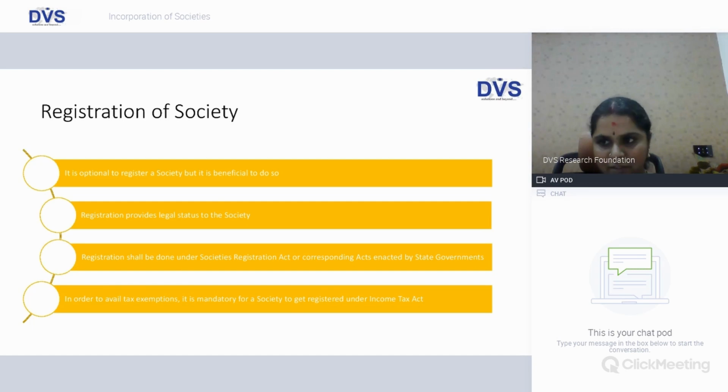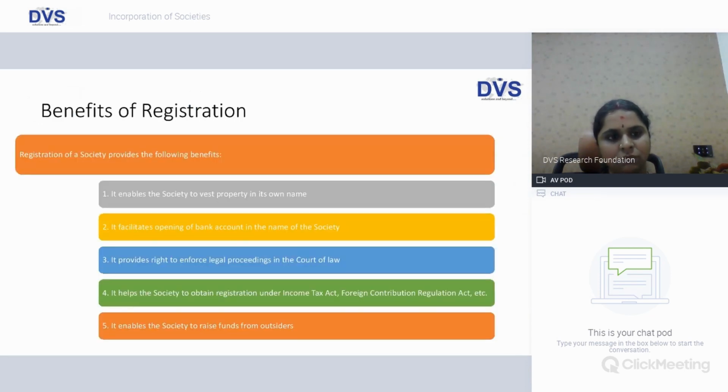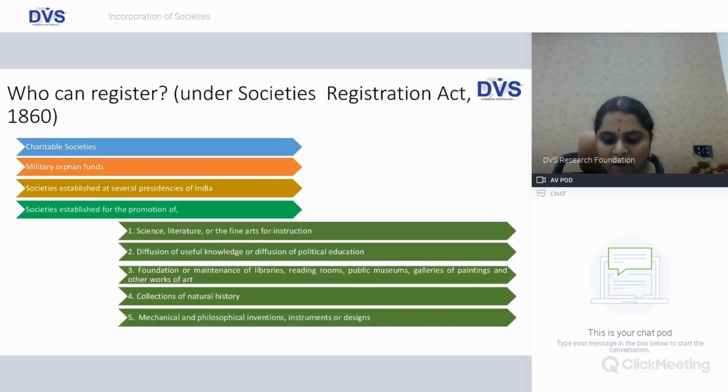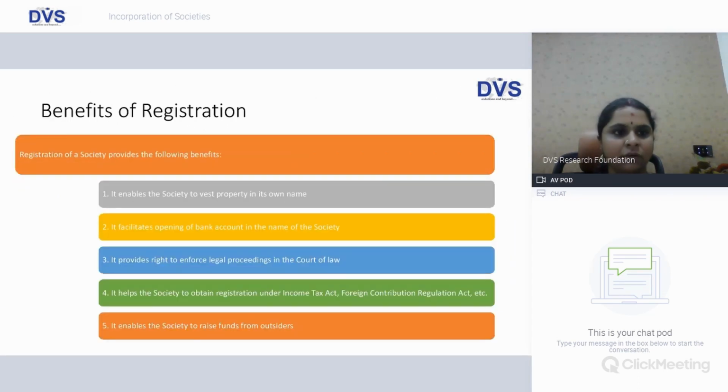In order to avail tax exemption, it is mandatory that you get registered under the Income Tax Act. So in order to claim exemption under ITA, you shall make the society registered under the respective state government laws or the central act. Now let's see what are the benefits if you register the society.